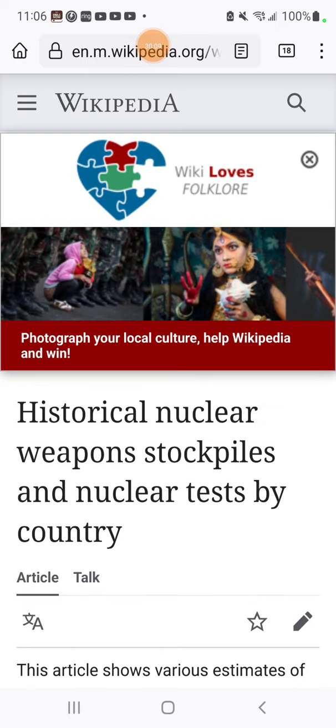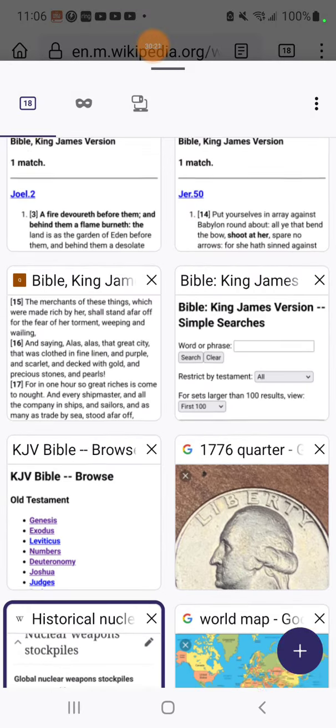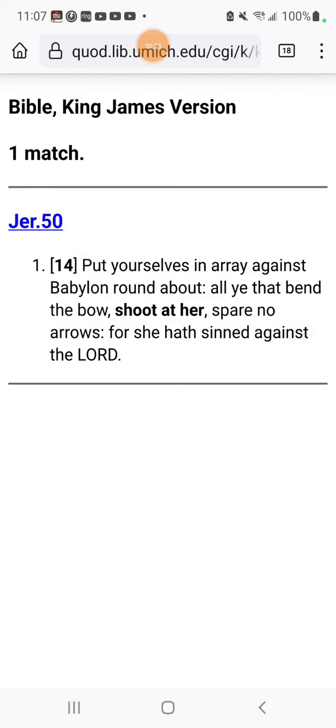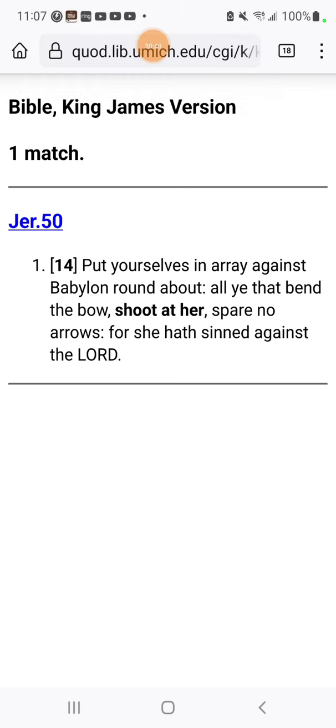So all these nations are going to come up against you. Babylon, this is going to be the fall of Babylon. Right? That's going to be the fall. I'll read that again. Put yourselves in array against Babylon round about, all ye that bend the bow. Because now, mind you, remember now, some of these smaller countries didn't have the capability to bend that bow. But now they have it. And now that they have it, they're not going to spare no arrows.